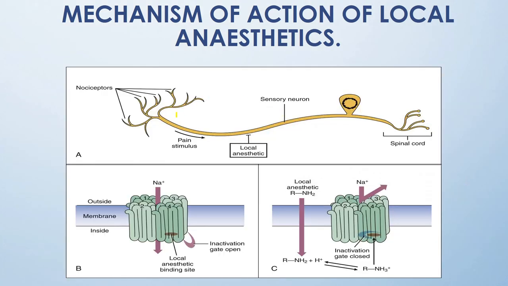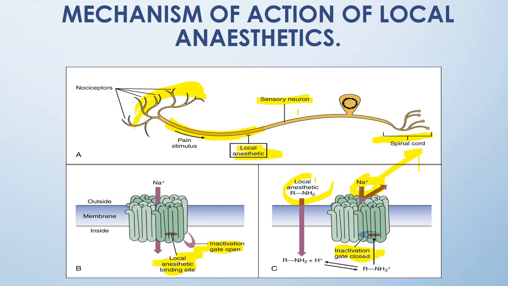Similarly, on this diagram, you can see these are the receptors. These receptors are taking the impulses. This is a pain stimulus that is going. Here the local anesthetic has been applied. This is the sensory neuron and this is the spinal cord. Now what is happening? See, this is the outside and inside of the membrane. This is the membrane. This is the entry of sodium ion and the local anesthetic is binding on this side. Here the inactivation gate is closed. That's why the sodium ion cannot enter. It is going outside.